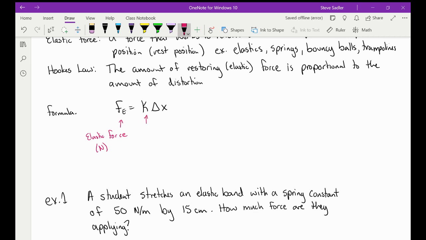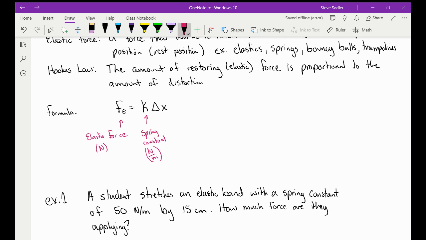K is the spring constant. Just like mu for friction, the spring constant is different for each type of material. Basically, it's how stiff the spring is, and this is in newtons per meter. A really, really thick spring that's hard to compress or stretch would have a really, really high K value. But those little springs in pens, they're just little tiny things and you can easily squish them and stretch them. They have a very low K value.